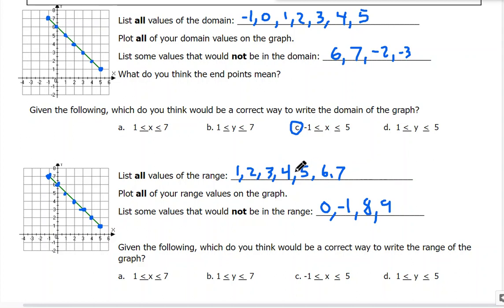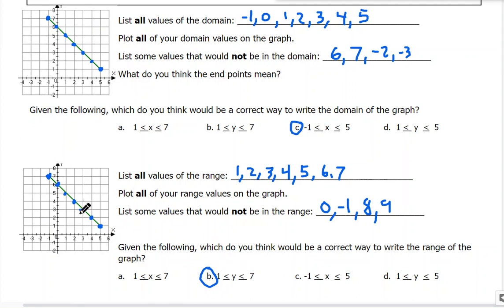That means my y has to be greater than or equal to 1, but less than or equal to 7. And the way I show that as an inequality would be like B right here. The y is in between 1 and 7. It's bigger than or equal to the 1, but smaller than or equal to the 7.